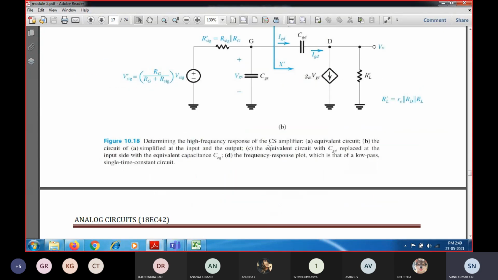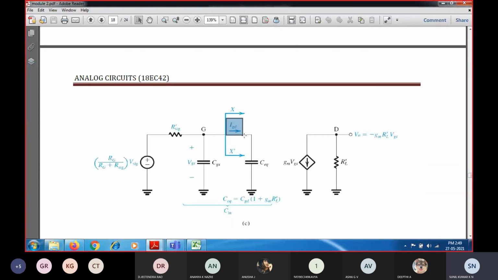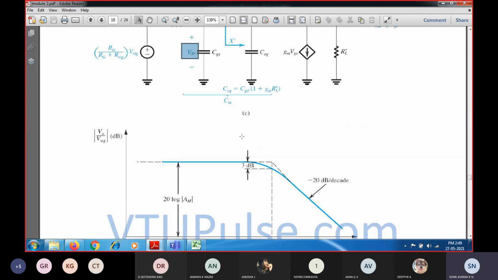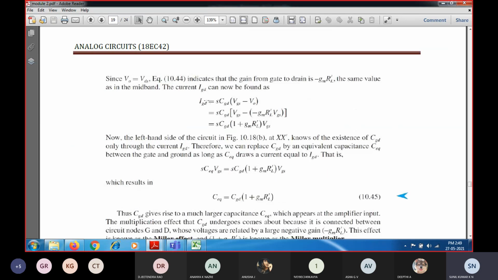That is previously whatever the gate to drain capacitance was there, for which whatever the current is flowing, so that current we need to equate to the value of this equivalent capacitance which is having the voltage drop of VGS. So by doing that we are going to find out the value. First we are going to find out the output voltage, and then we are going to find out the current that is flowing.